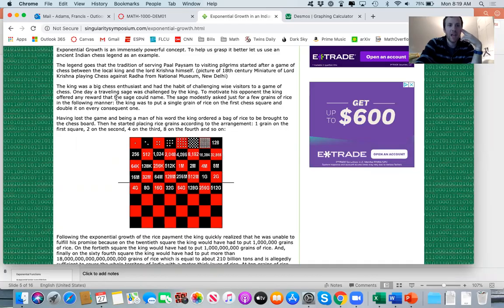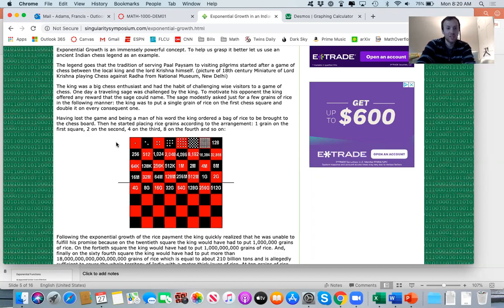The king offered any reward that the traveler could name. So maybe surprisingly, the traveler said he wants some rice. How much rice? If he wins, clear the chessboard, put 1 grain of rice on the first square, 2 on the next, 4 on the third, and keep doubling that until you fill up the chessboard. Through the first 3 squares, that is 7 grains of rice. So the king says, sure, that sounds fine.